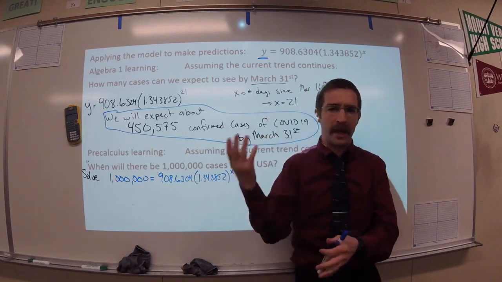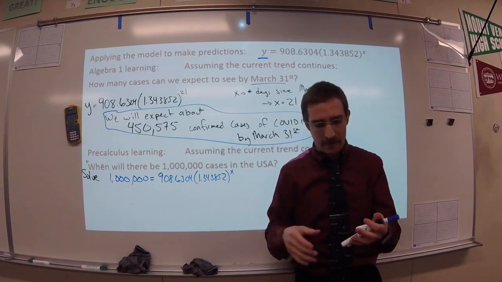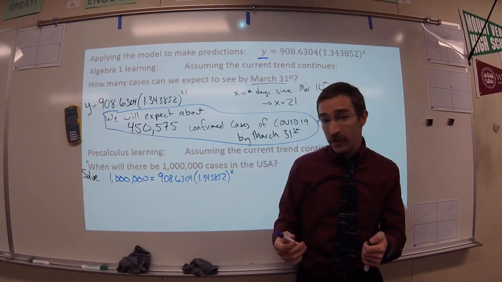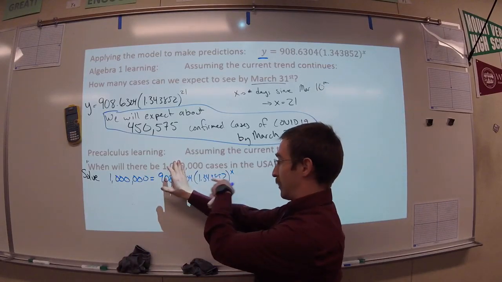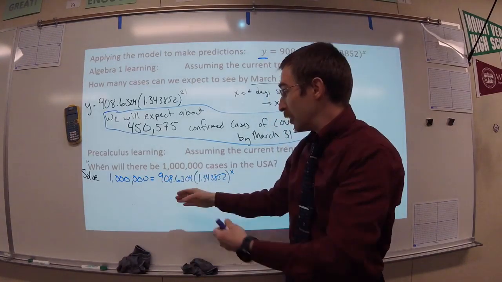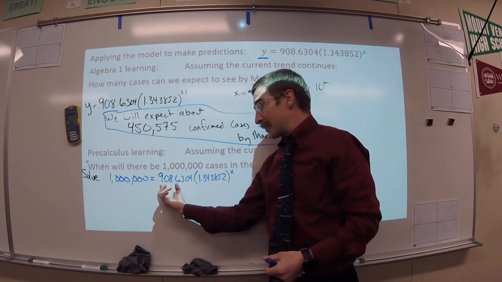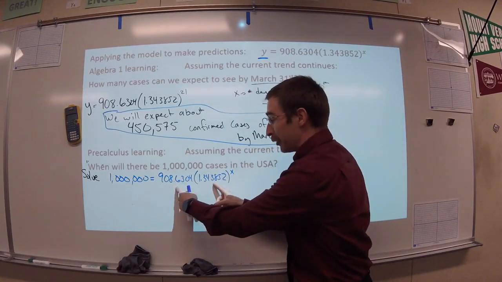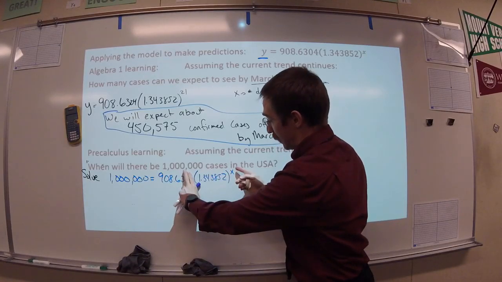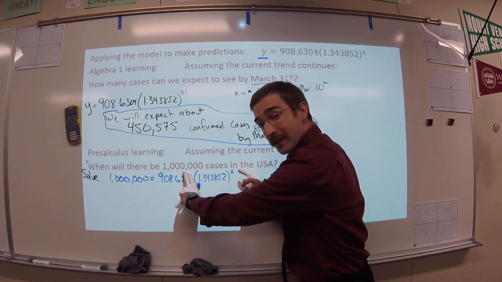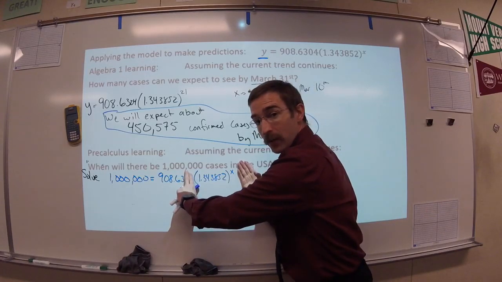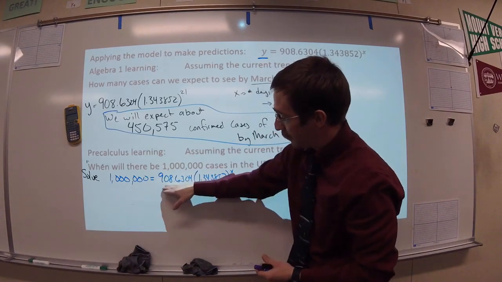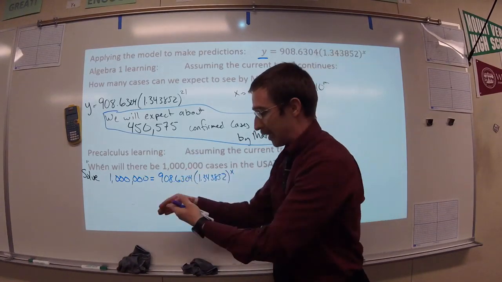Sorry. So what we do is we've got to work backwards. We've got to undo it so that we get X equals, right? That's how we solve things. So we've got to first isolate the exponential. We're going to do that by dividing by this 908.6304, our A value. We do not multiply these numbers because this is being raised to the X. And if we don't know what X is, we don't know what that value is. So we're going to undo this being multiplied by dividing.